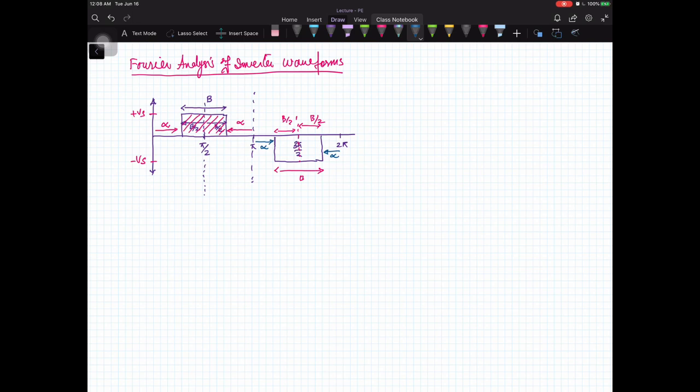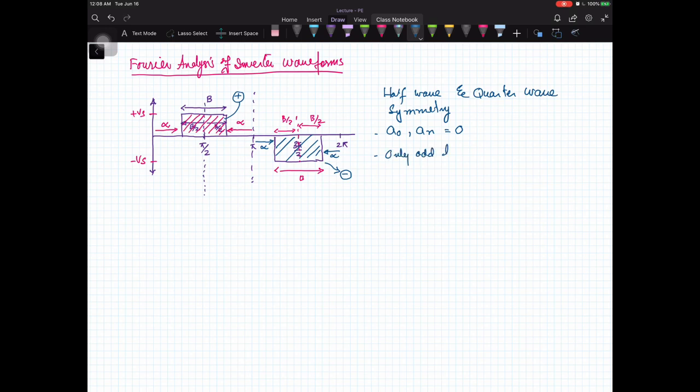Now, because of the half wave symmetry and quarter wave symmetry, the A naught, the DC component, and An, the Fourier series coefficients, will be zero. The DC component will be zero because the positive and the negative areas are equal. So its DC value is 0. Because of the half wave and quarter wave symmetry, An is equal to 0. And because of this, only odd harmonics will exist.